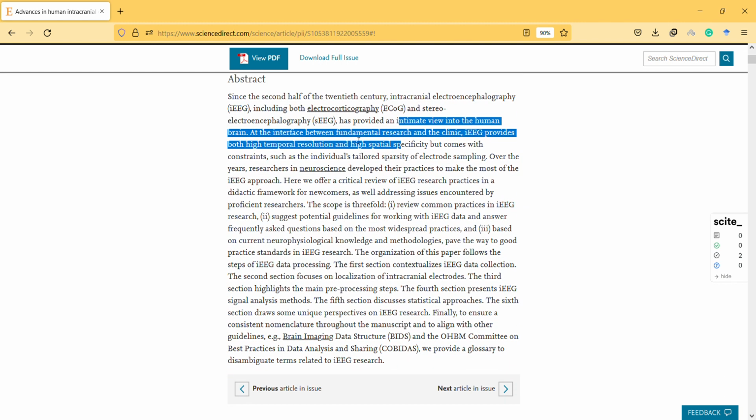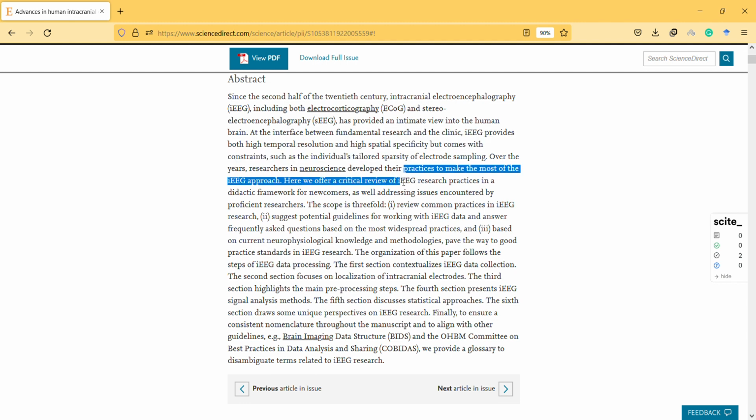At the interface between fundamental research and the clinic, intracranial EEG provides both high temporal resolution and high spatial specificity, but comes with constraints such as the individual's tailored sparsity of electrode sampling. Over the years, researchers in neuroscience developed their practices to make the most of the EEG approach. Here we have a critical review.